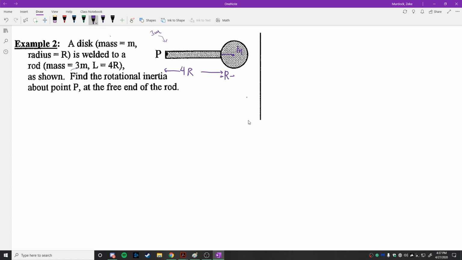Moment of inertia is a scalar. So the total moment of inertia of this object is going to be equal to the moment of inertia of the rod plus the moment of inertia of the disk. When you put things together, they just add their moments of inertia. The moment of inertia of the rod is just going to be 1/3 multiplied by the mass of the rod times its length squared.